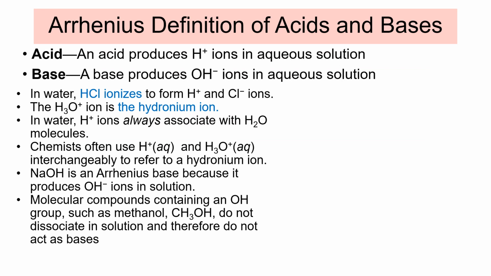There are two definitions for acids and bases. The first one we're going to look at is called the Arrhenius definition. And this is similar to the definition that we used in our reaction chapter when we talked about neutralization reactions. So an acid is going to be defined as a compound that produces H+ ions in aqueous solution, and a base is defined as a substance that produces hydroxide ions in aqueous solution.